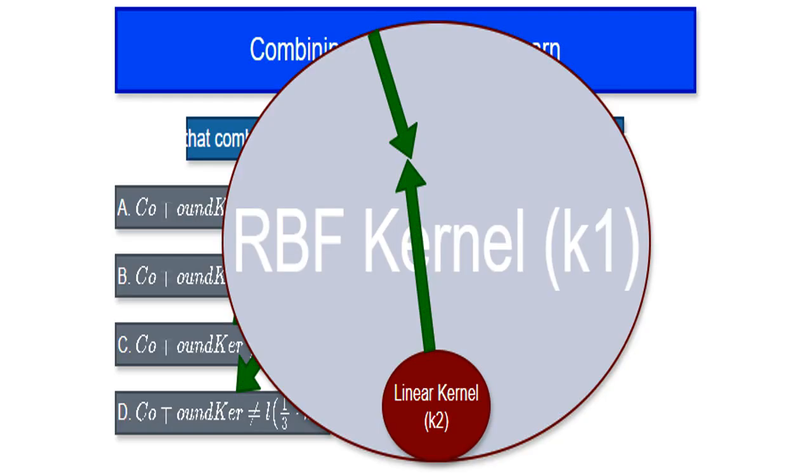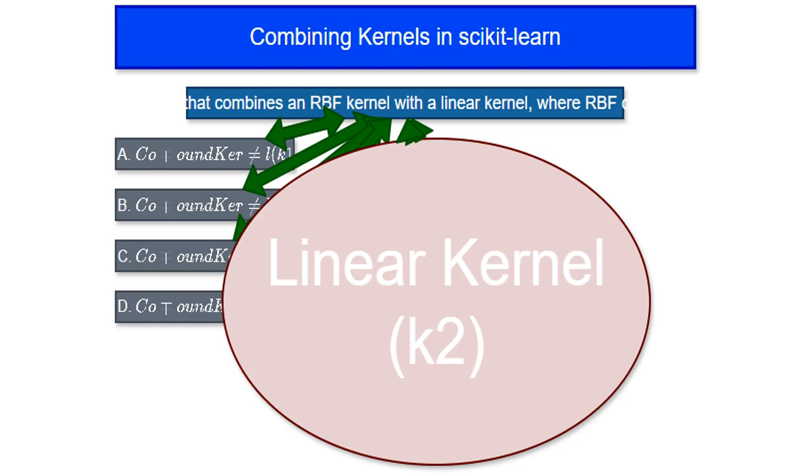RBF stands for radial basis function. It's a type of kernel commonly used in machine learning. Think of it as a function that measures similarity between data points based on their distance from a center point. The linear kernel is a much simpler kernel. It measures similarity based on the dot product of the data points. It essentially assumes a linear relationship between your input and output variables.